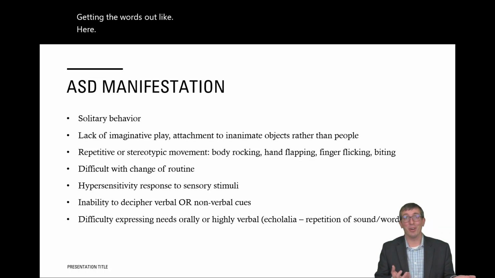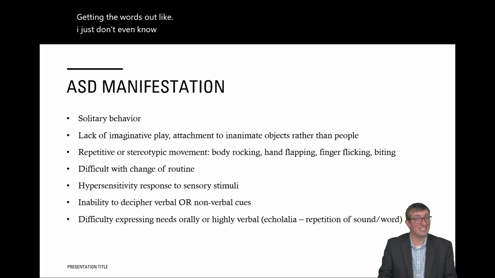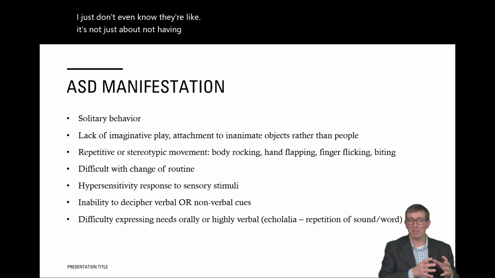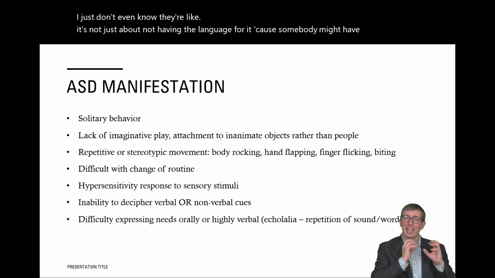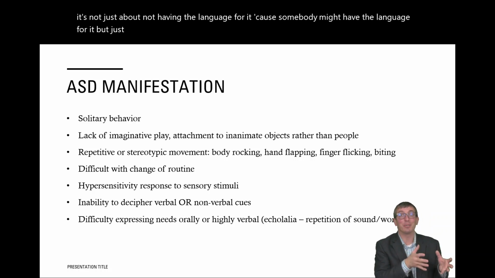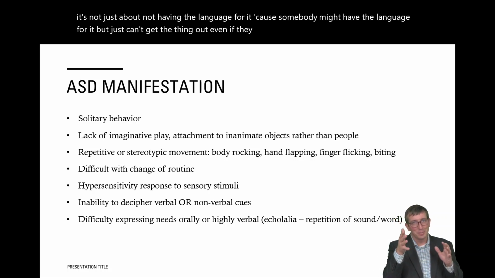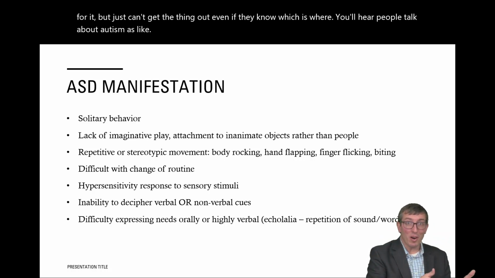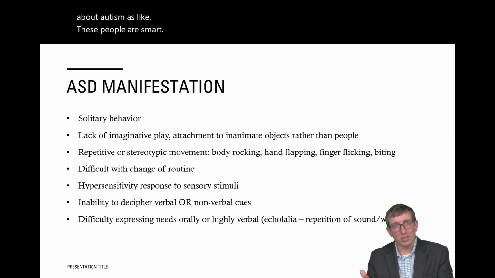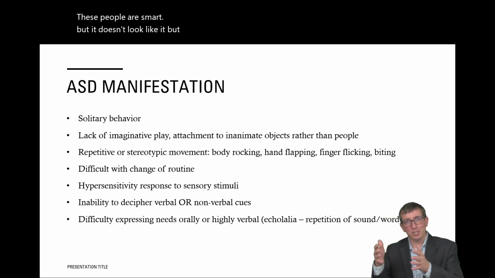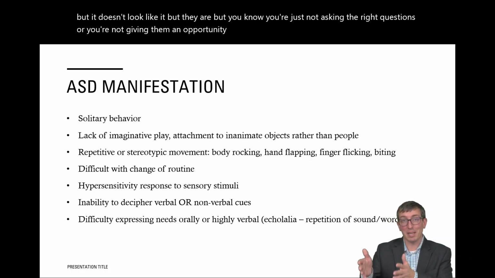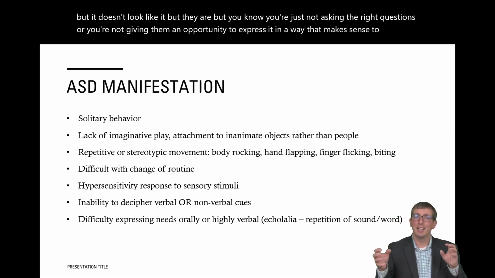It's not just about not having the language for it, because somebody might have the language for it, but just can't get the thing out, even if they know, which is where you'll hear people talk about autism as like, these people are smart, but it doesn't look like it. But they are, but you're just not asking the right questions, or you're not giving them an opportunity to express it in a way that makes sense to them. That's kind of what we're talking about here.